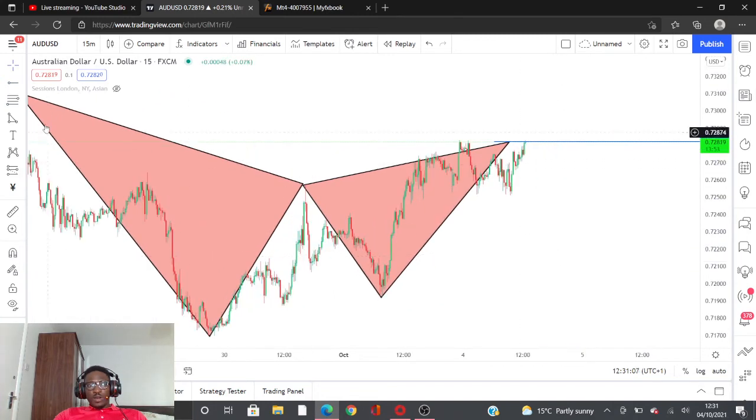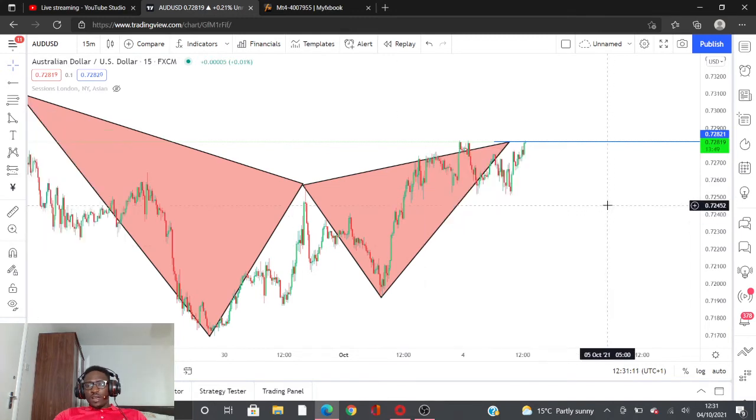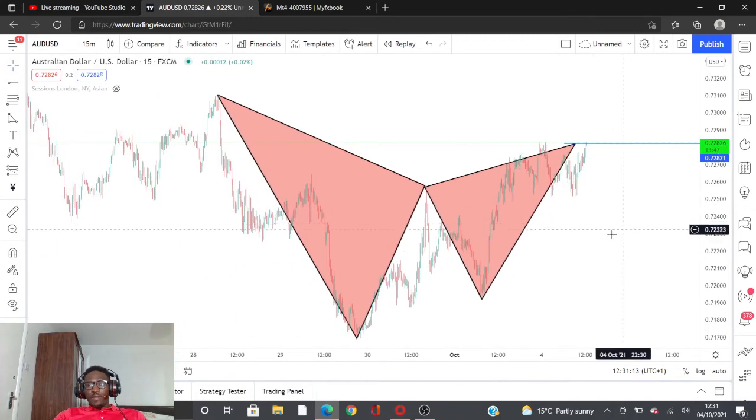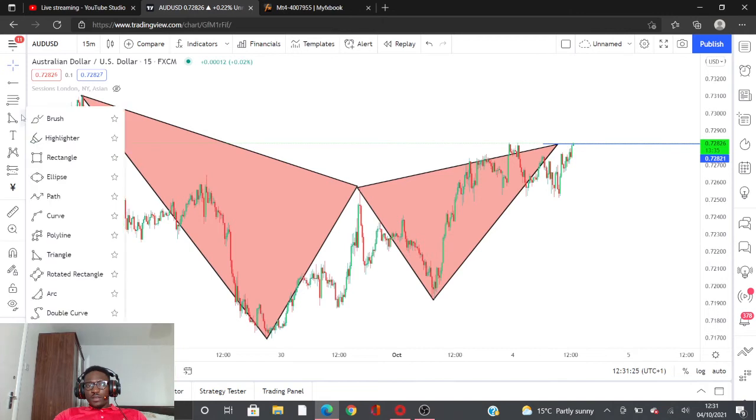So expect this market, based on everything. This is how sometimes when you do an analysis, every single one of your analyses points to the market doing exactly the same thing. So yeah, we can expect a reversal on the Aussie dollar.